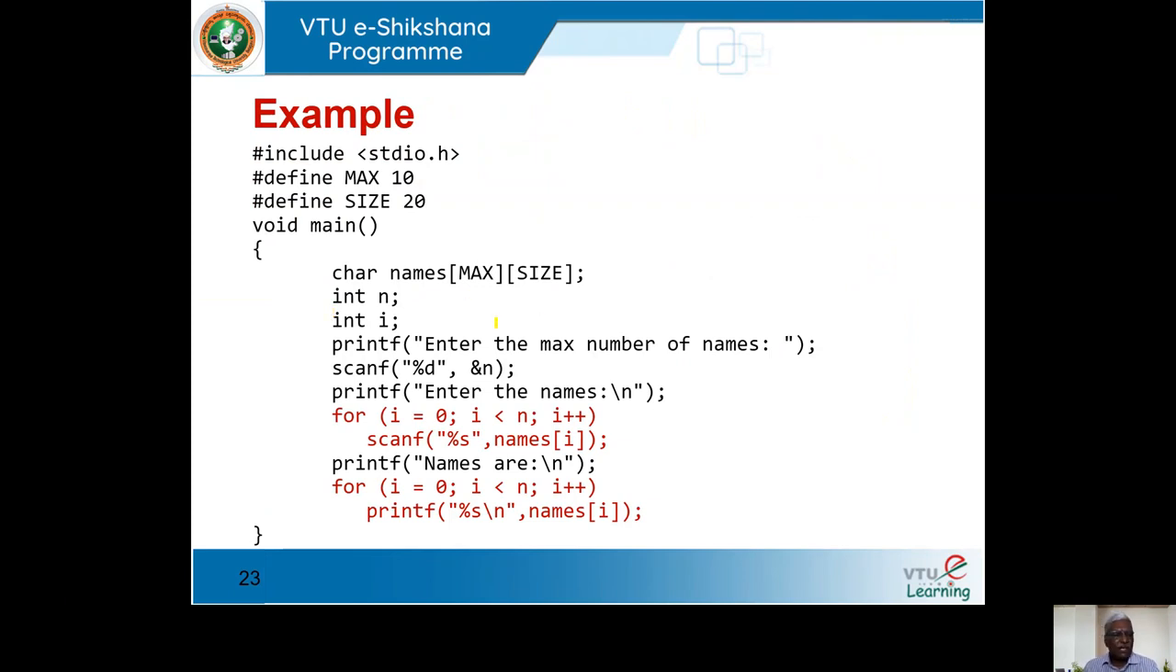So how to read and print this? The maximum number of names, max is 10 and size is 20, you can read that value at runtime. So enter the names, you need a for loop, so you can read all the names, because names is now a two-dimensional array. So every array location in the rows, names of 0 is one name, names of 1 is another name, and so on. And you can print in a similar way. So how to store a set of strings, more than one string, this is the way.